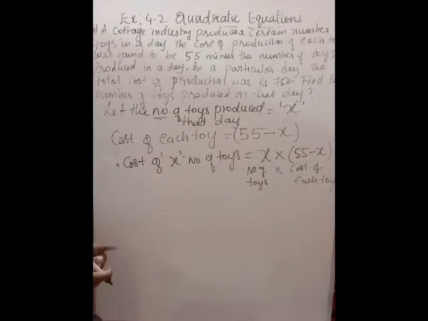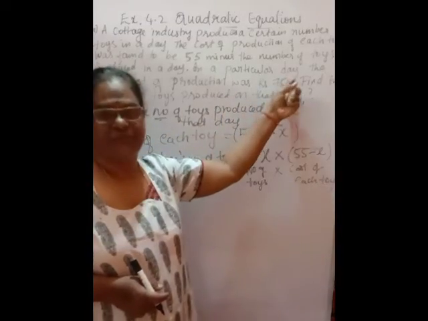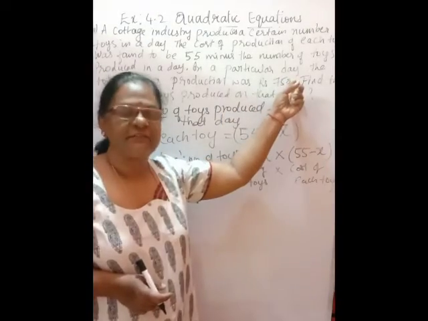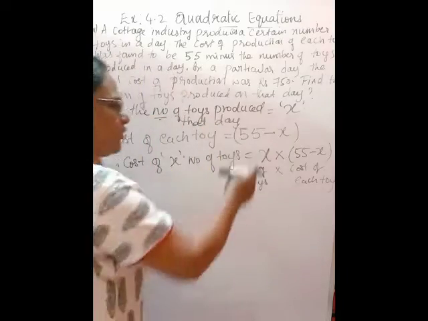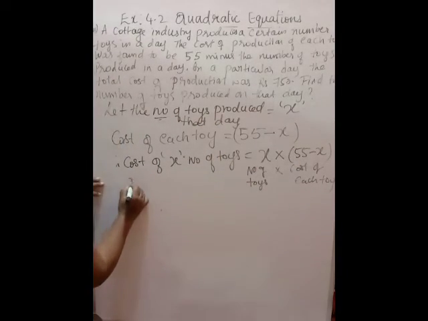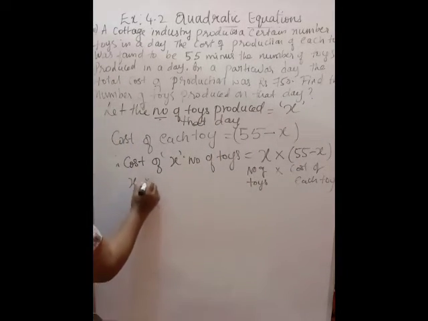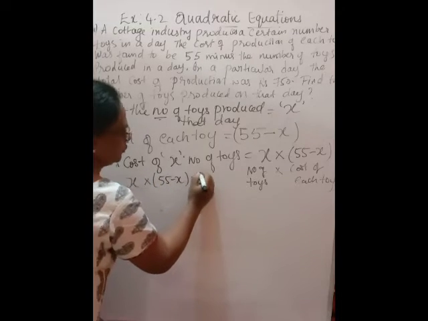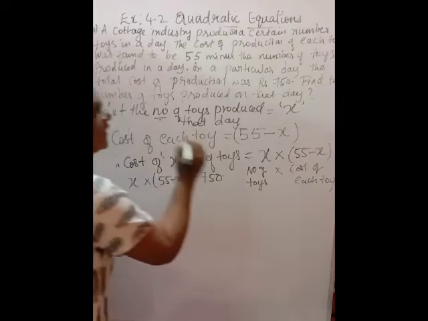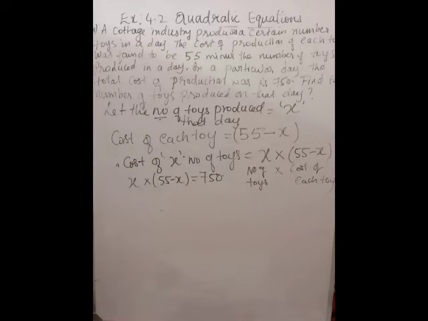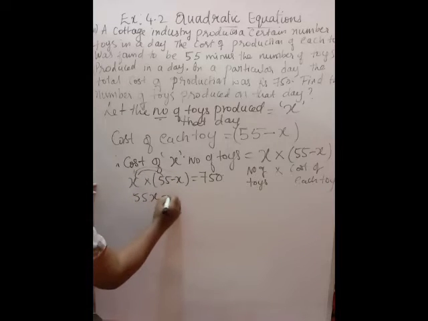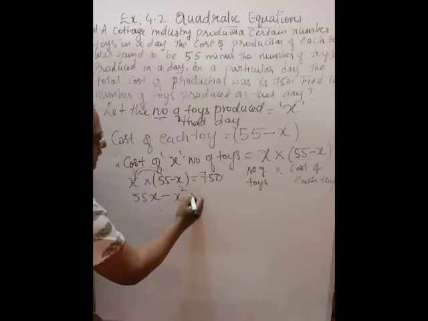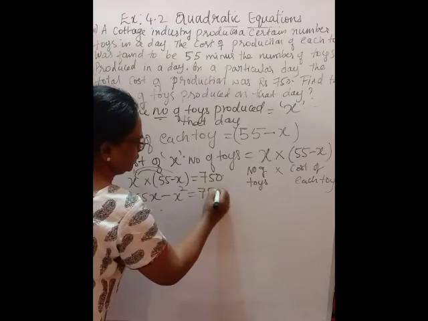But here they have mentioned one day they got 750 rupees by selling the toys. So take the product of these two, number of toys into cost of one toy. By multiplying these two, they got 750 rupees. Now you have to multiply this. First X into 55 is 55X minus X into X is X square is equal to 750.